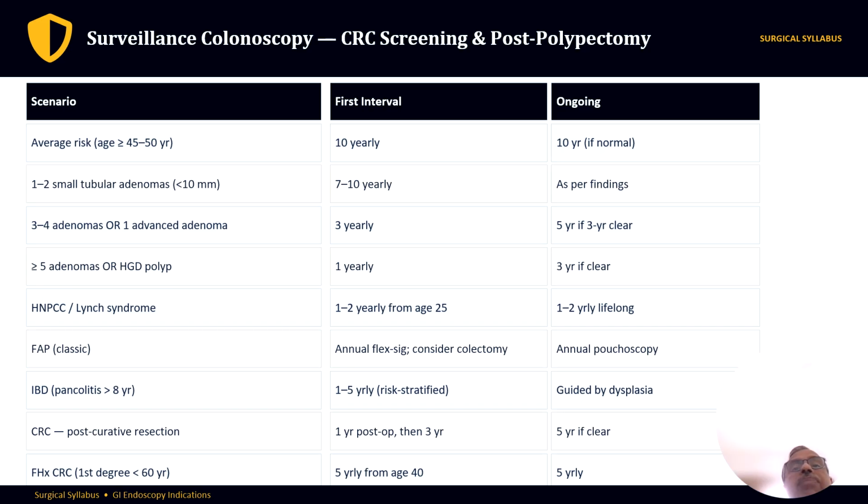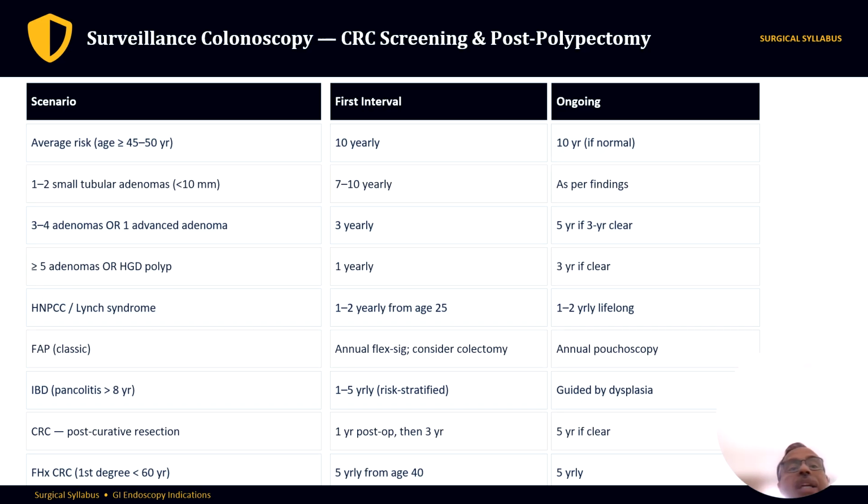Surveillance colonoscopy for colorectal carcinoma screening and post-polypectomy. Average risk scenario: if the age is more than 45 to 50 years, the first colonoscopy should be done and repeated 10 yearly and ongoing if it is normal. If there are 1 to 2 small tubular adenomas, less than 10 mm, which can be picked up, then a 7 to 10 yearly colonoscopy. If there are more than 5 adenomas, then yearly colonoscopy is warranted.